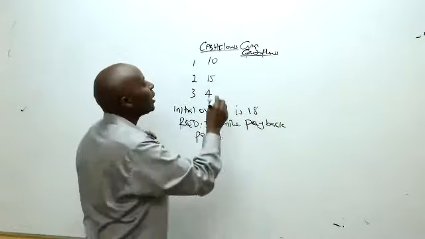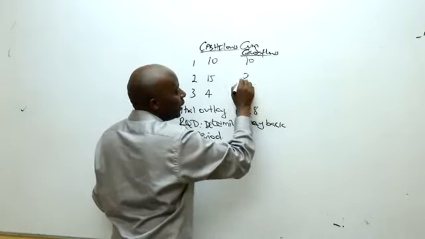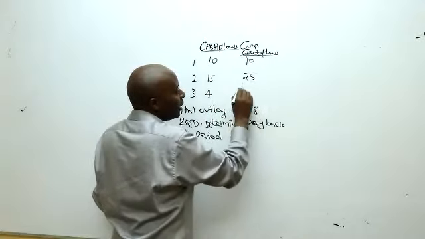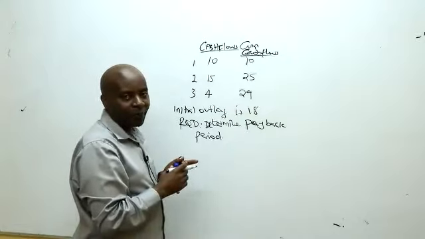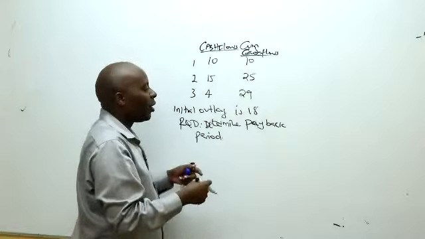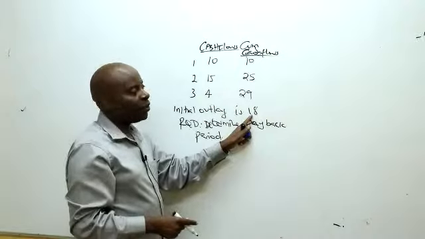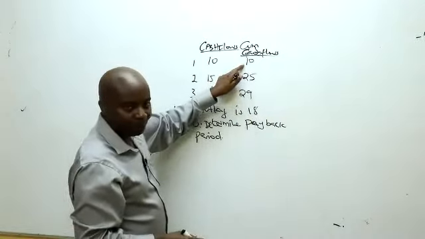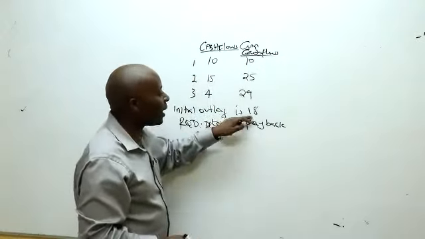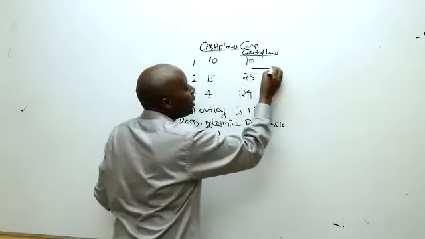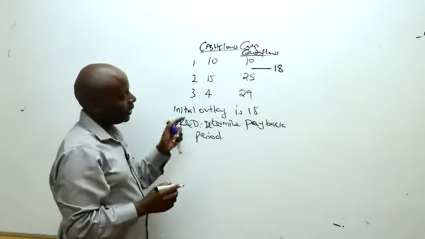Accumulating the cash flows downwards, what do we have? We have 10. Add these here, that gives us 25. Add this 4, which gives a total accumulated cash flow of 29. Now I want to look at how long it will take us to recover the initial outlay of 18. In the first year, I recover 10. In the second year, I want exactly 18, so 18 is in between 10 and 25.